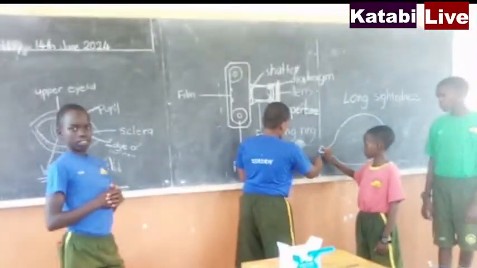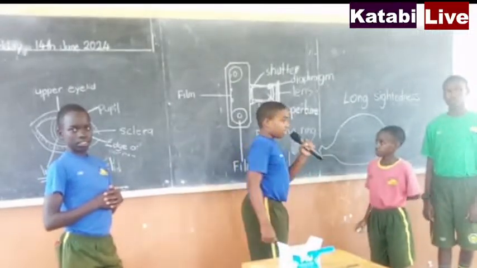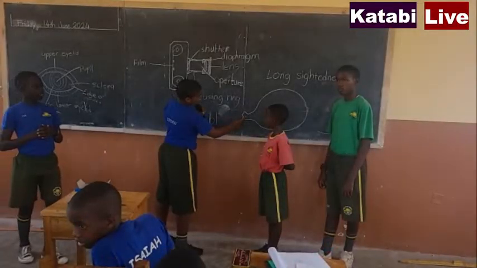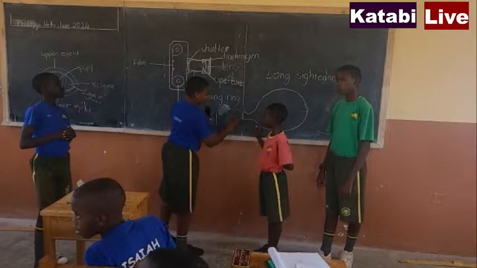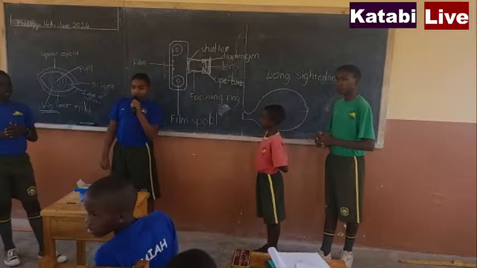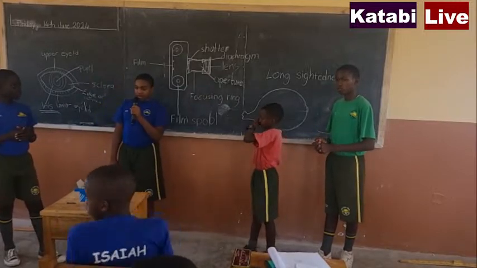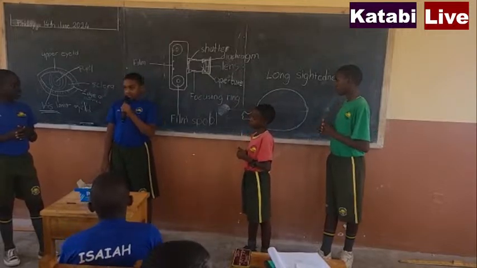These are the uneven and unevenly curved cornea. It's not curved well, and it's not even. This is commonly found in elderly people, and it can be corrected by wearing cylindrical spectacles.